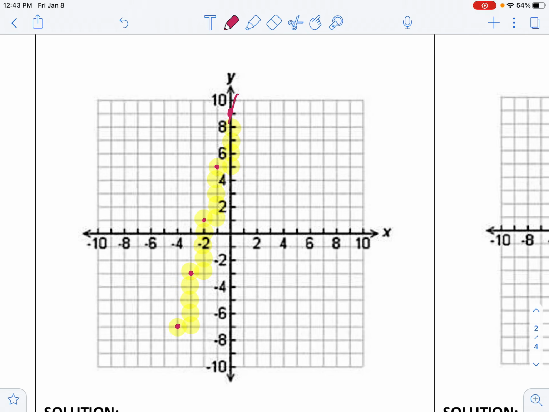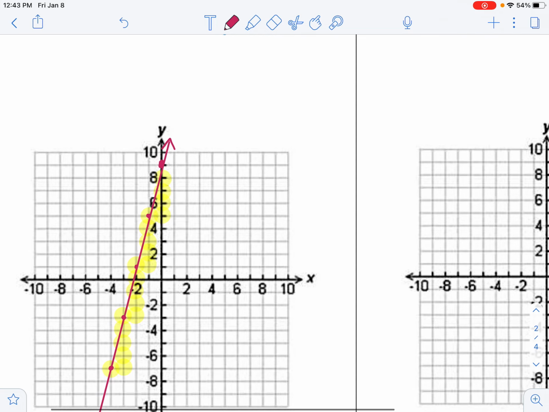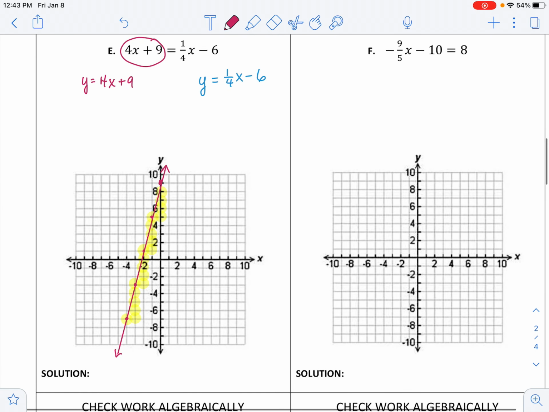Didn't do a very good job on that first attempt. Oh boy, having some bad luck here. One more time, third time's a charm. There we go. And then our other line is 1/4 x minus 6, so that's a y-intercept of -6.